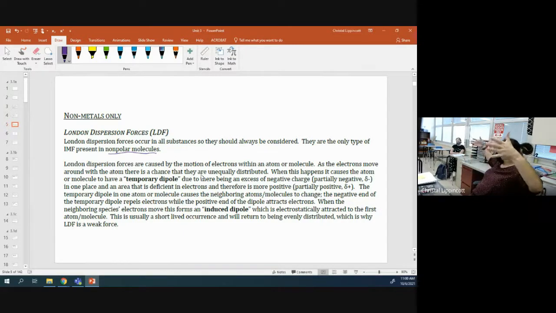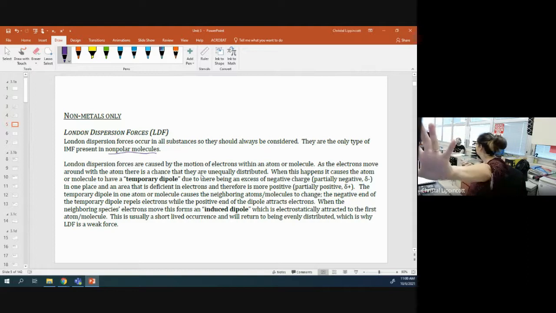So the more electrons you have, the higher the LDFs are going to be, because there's more of a tendency for them to end up on one side or the other. But it's just temporary, because remember, these electrons are constantly in motion. So it's just a temporary dipole. It's not there permanently. But this exists in everything. If you have a nonpolar substance, the only IMF you're dealing with, though, is London dispersion forces. That's it. That's the only thing.